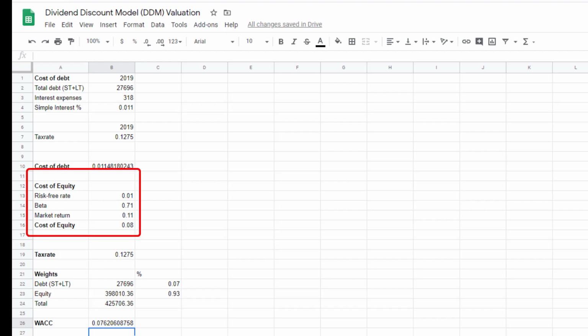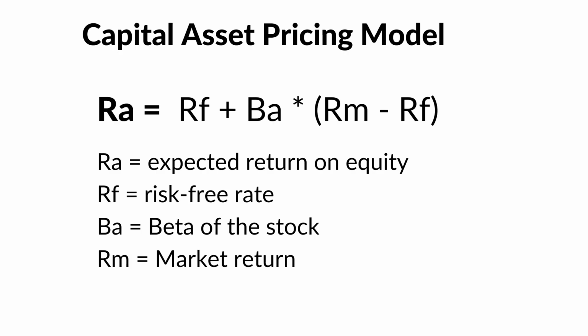The cost of equity is a bit harder to calculate. To calculate cost of equity, we're going to use the capital asset pricing model, or CAPM. Again, no worries, let me explain. First of all, the formula for the CAPM is where the RF is the risk-free rate, the beta is the volatility of a stock compared to the overall market, and RM is the return of the overall market.